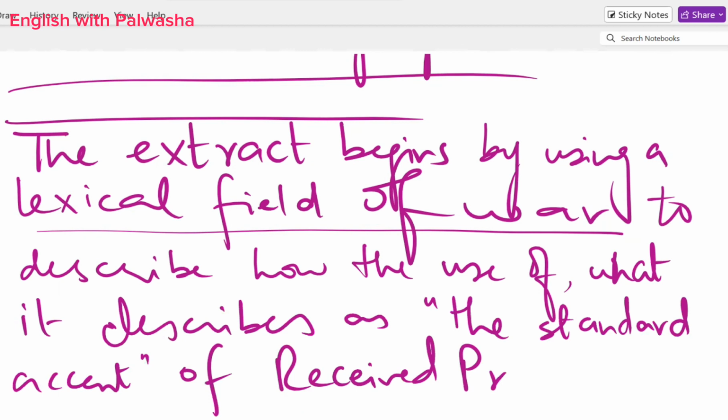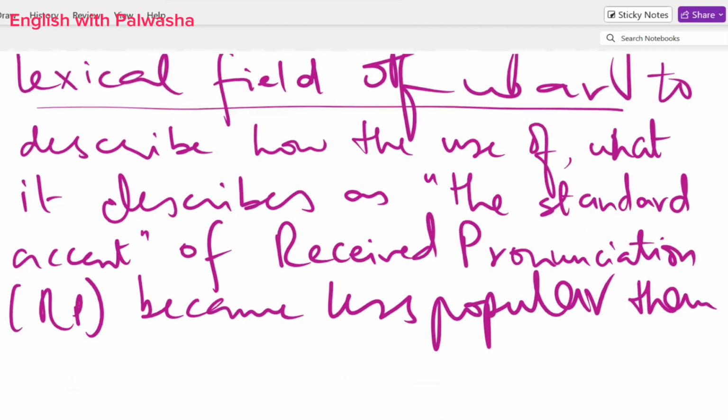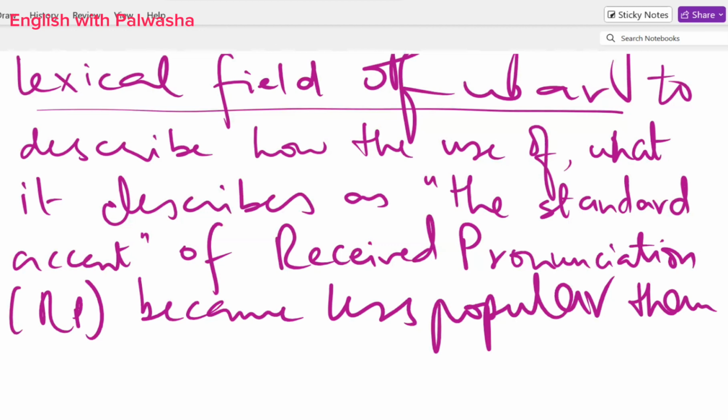So in the very beginning, the text begins by using a lexical field of war to describe how the use of and what it describes as the standard accent of received pronunciation. All right. So basically, we are going to also write that pronunciation became less popular than what Rose Warren described as estuary English. We are going to start like this, and then we need to keep on explaining.